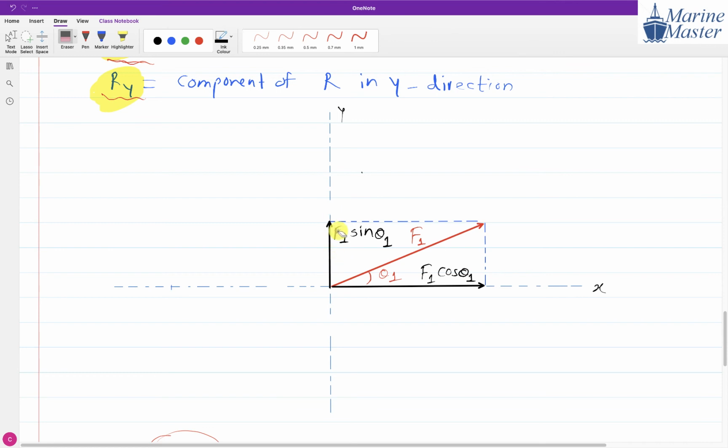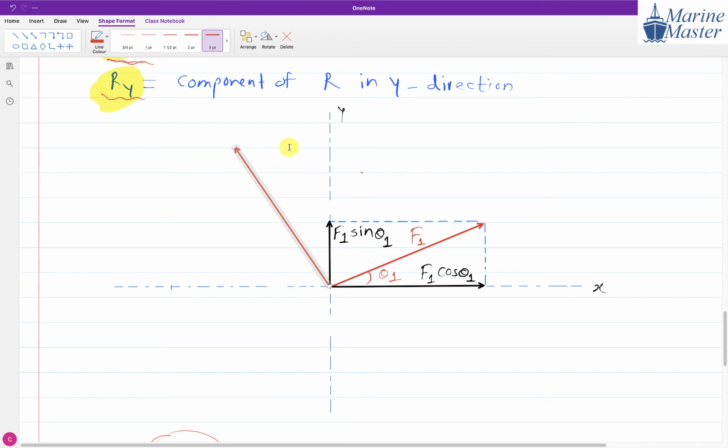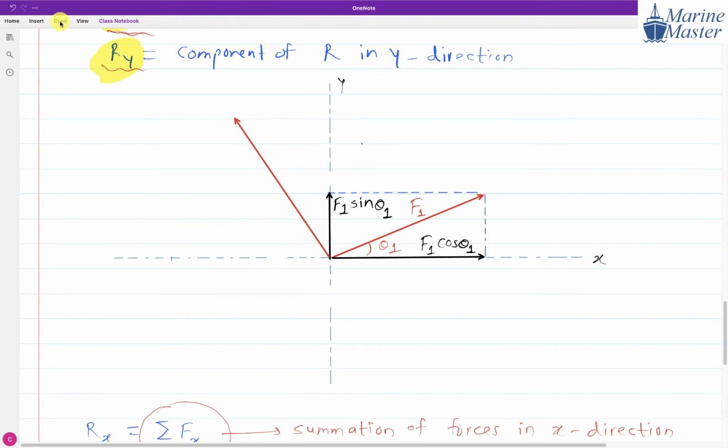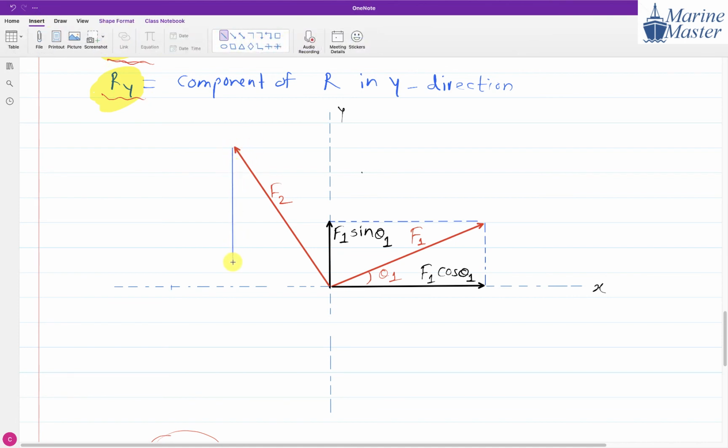And another one will become what? Opposite, sin. Okay, just have a look at F2, your doubt will get cleared more. Suppose this is our force F2. Observe carefully. Now how to get the components of F2? We will form a rectangle again, like this.